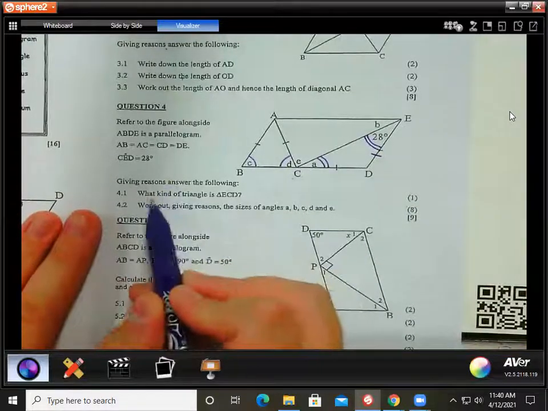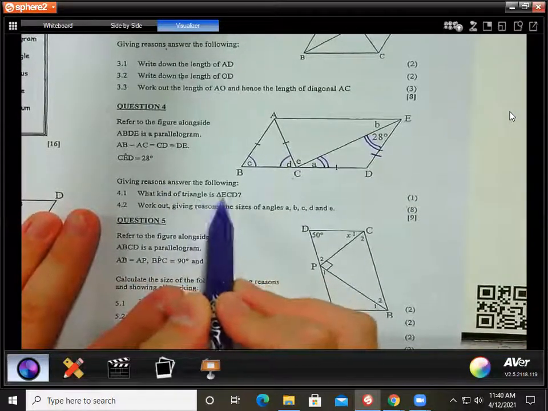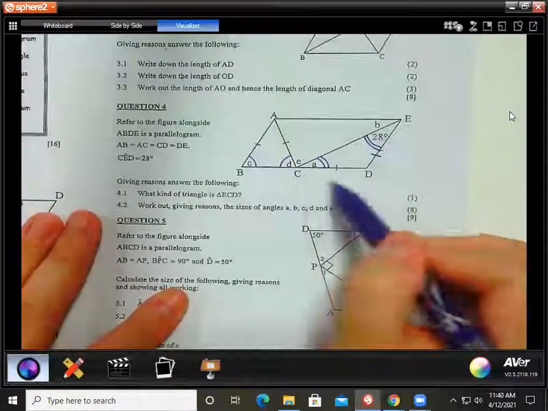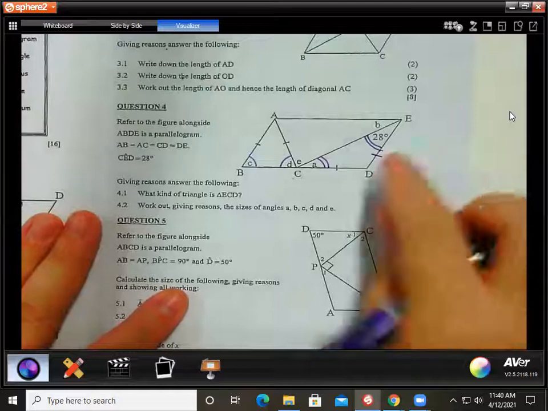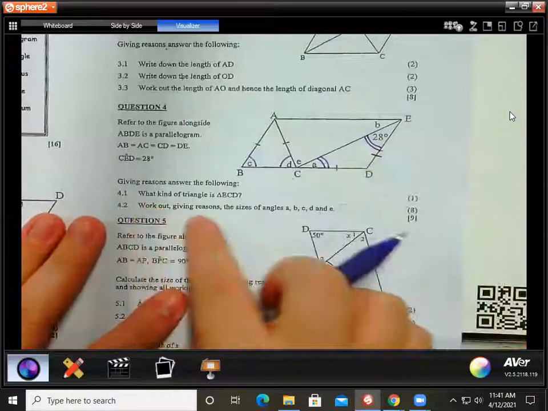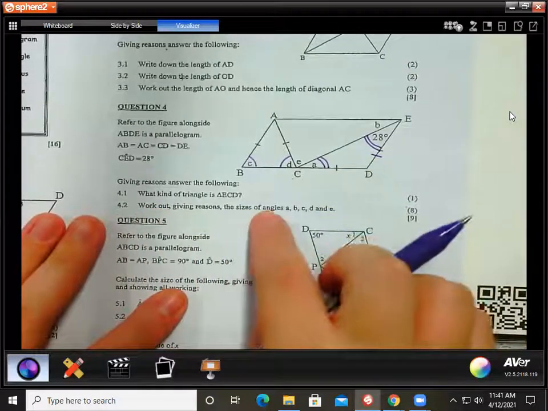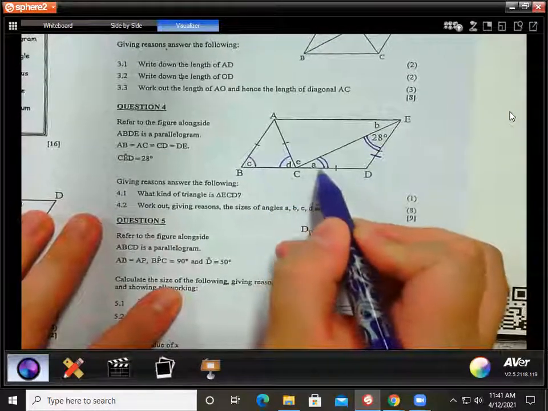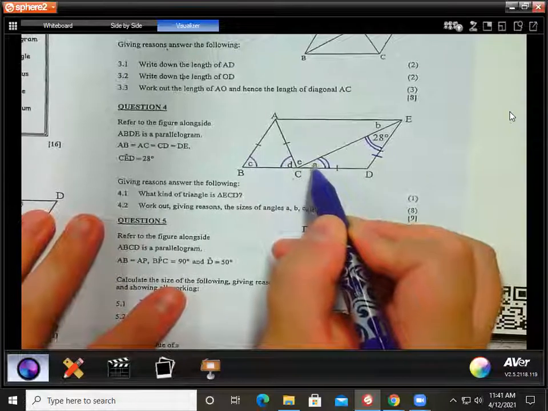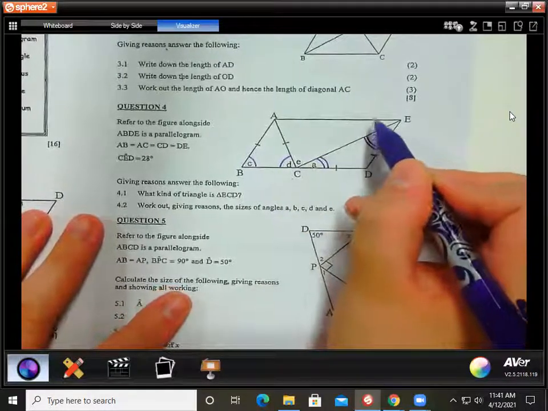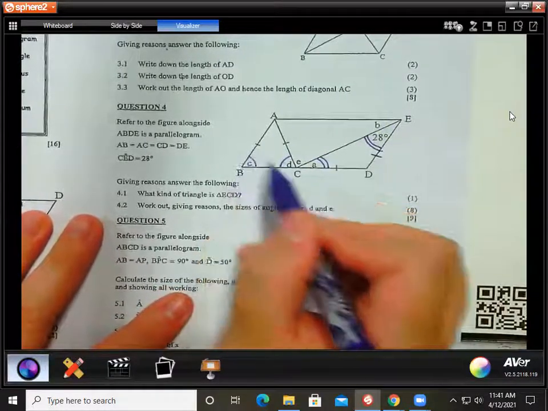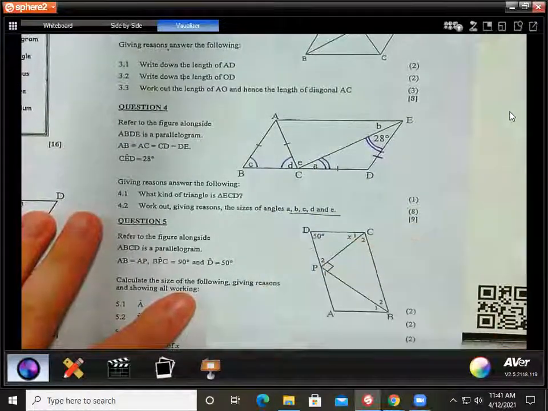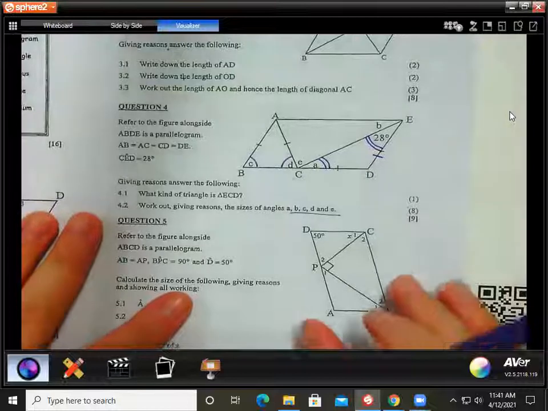So for question 4.1, they're asking you what kind of triangle is triangle ECD? We've already said it. It is an isosceles triangle, right? And then work out, giving reasons, the sizes of angles A, B, C, D, and E. So I've already told you what A is. A is 28. Then once you have that, you need to find B. Then you're going to find C. Then you're going to find D and then E, right? You have to do it in this order, please. Okay, and that is your homework for tomorrow.